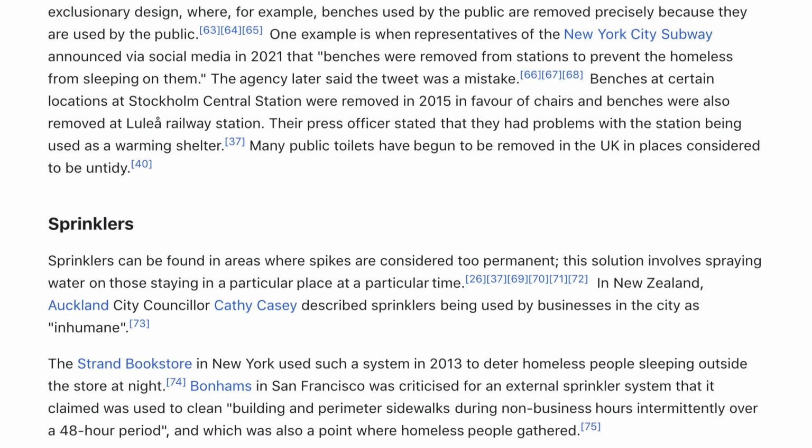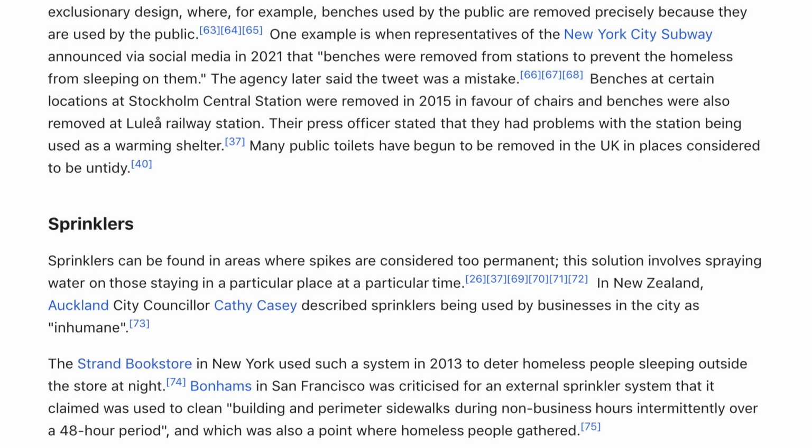Sprinklers. Sprinklers can be found in areas where spikes are considered too permanent. This solution involves spraying water on those staying in a particular place at a particular time. In New Zealand, Auckland City Councillor Kathy Casey described sprinklers being used by businesses in the city as inhumane.